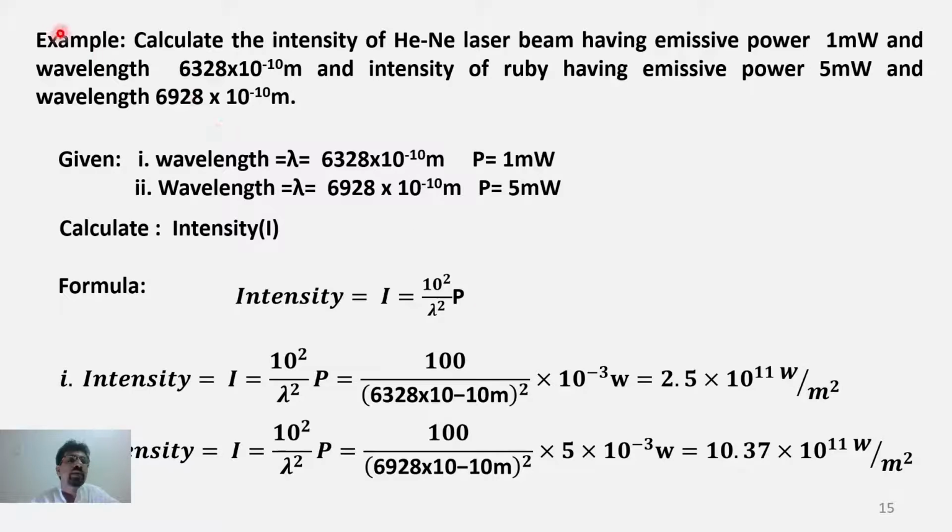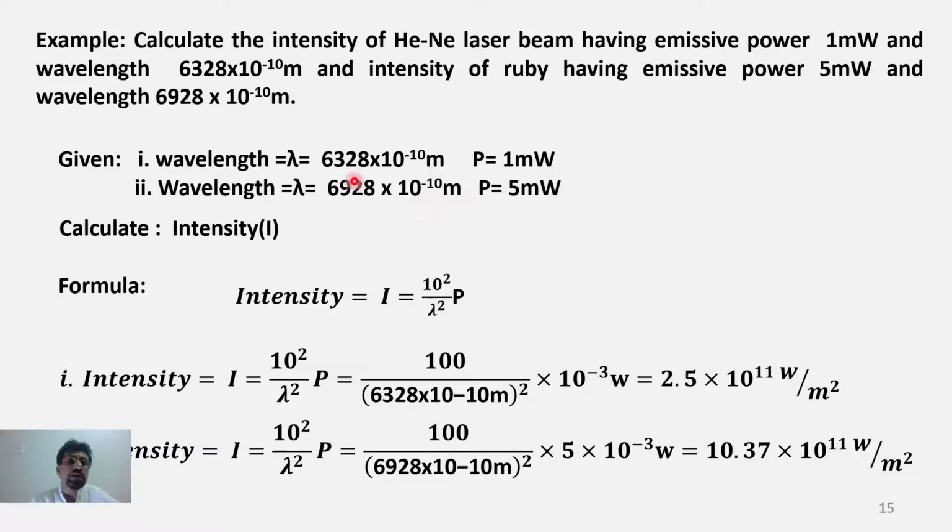Now take the first example. Calculate the intensity of the helium neon laser beam having the emissive power 1 milliwatt and the wavelength 6328 × 10^-9 meter, and the intensity of the ruby laser having the emissive power 5 milliwatt and the wavelength 6928 × 10^-10 meter. So students, you have to calculate the intensity. First write down the given quantities: the wavelength and the power.